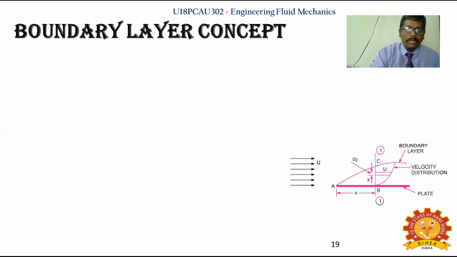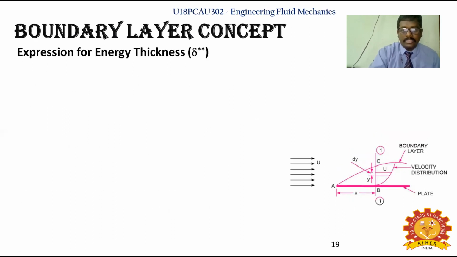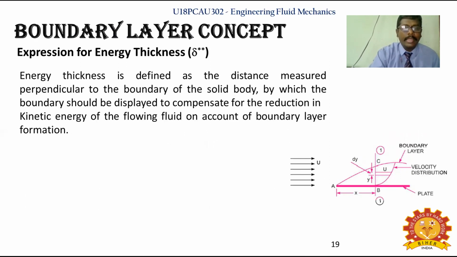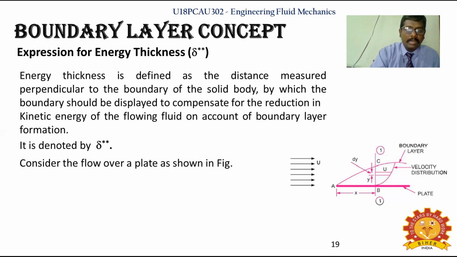So finally we can see about energy thickness. After this energy thickness derivation, you will be having one or two problems in this boundary layer concept. Energy thickness is defined as the distance measured perpendicular to the boundary of the solid body, by which the boundary should be displaced to compensate for the reduction in kinetic energy of the flowing fluid on account of boundary layer formation. So now you are giving importance to energy. Previously you had seen only displacement, then the momentum case. Now you are coming to the case of energy. Energy thickness is denoted as delta double star.